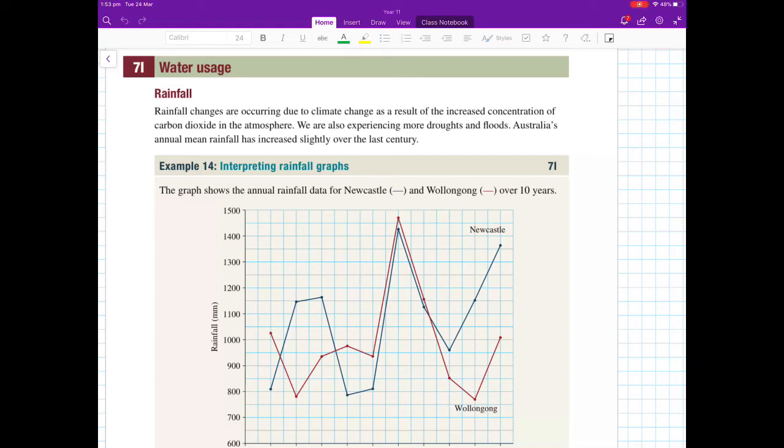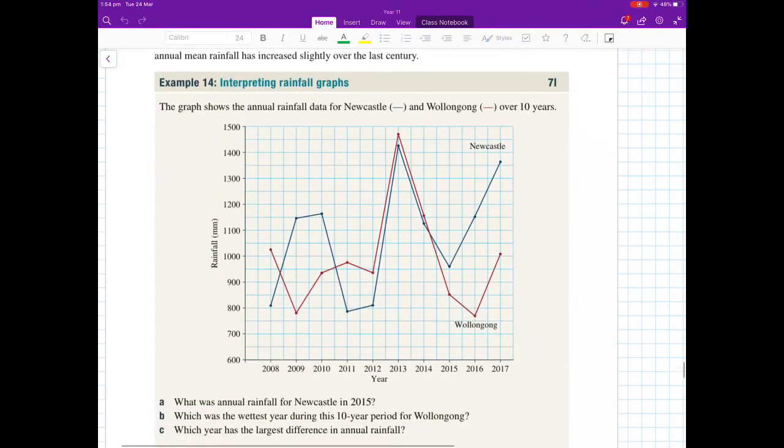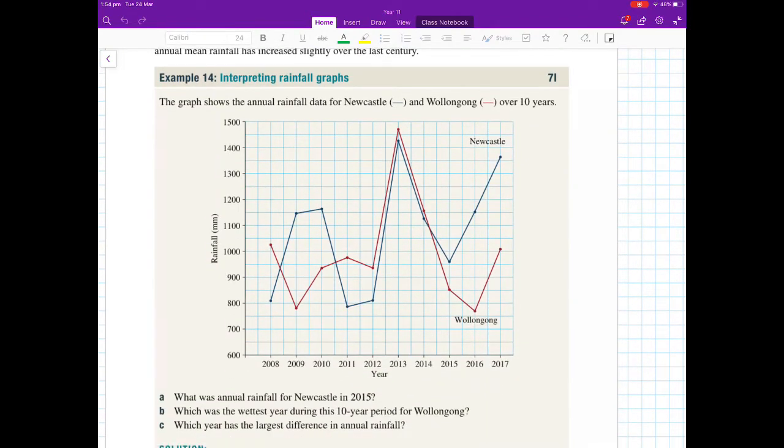Okay, water usage for 7i. We're talking about rainfall, we're talking about water usage in the home, and all of it is getting graphed or tabled. Same thing we did with the motor vehicles, you are using those graphs and tables in order to find out other information, or using other information in order to create graphs and tables.